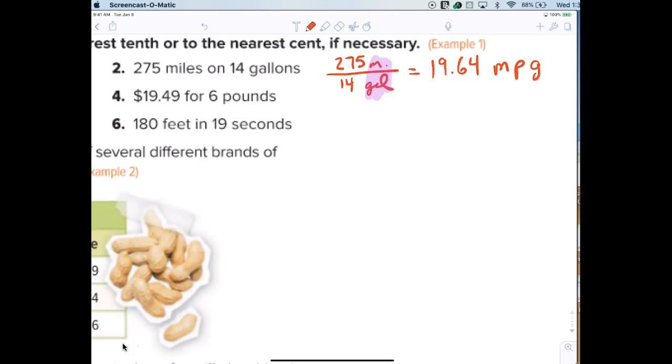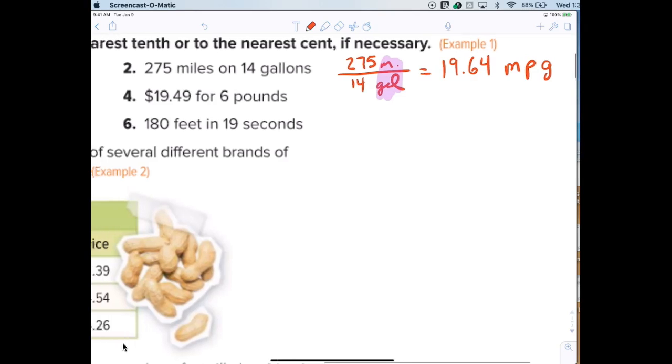What does 19.64 miles per gallon mean? That's how many miles. Every what? Every gallon. Like I said, I don't understand the trouble, but so many people have trouble with that. If I say 19.64 miles per gallon, that means you can go 19.64 miles every what? Every gallon. That's what that means. All right?